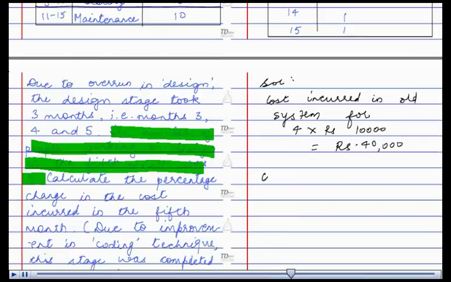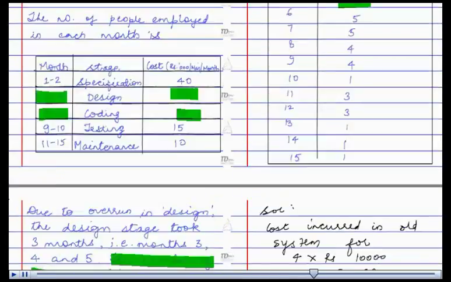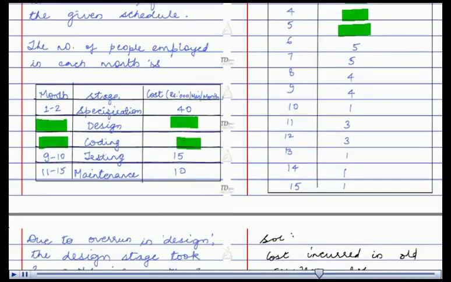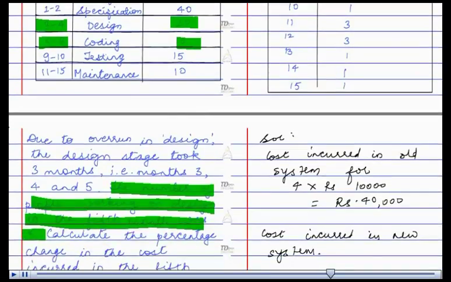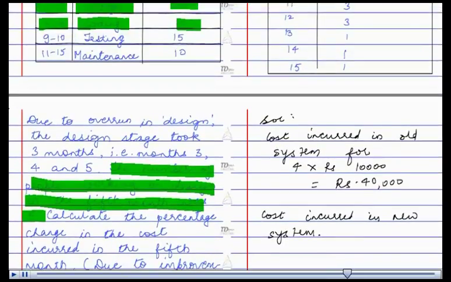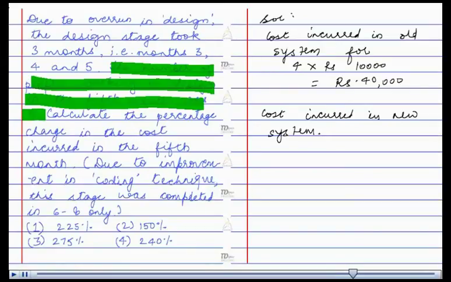Cost incurred in the new system is, this 5th month contains 5 people, that too in the coding system it is changed to design system. Therefore, in the design system their cost is 20,000. So, 5 into rupees 20,000 is equal to rupees 1 lakh.